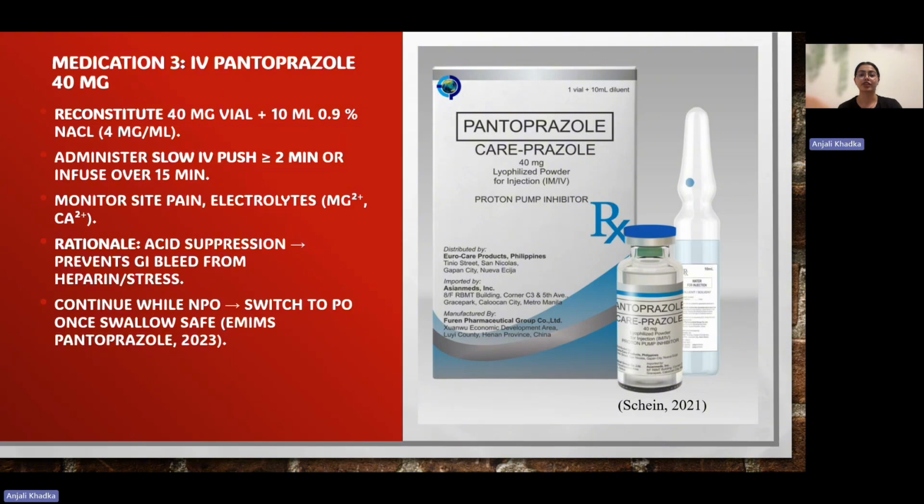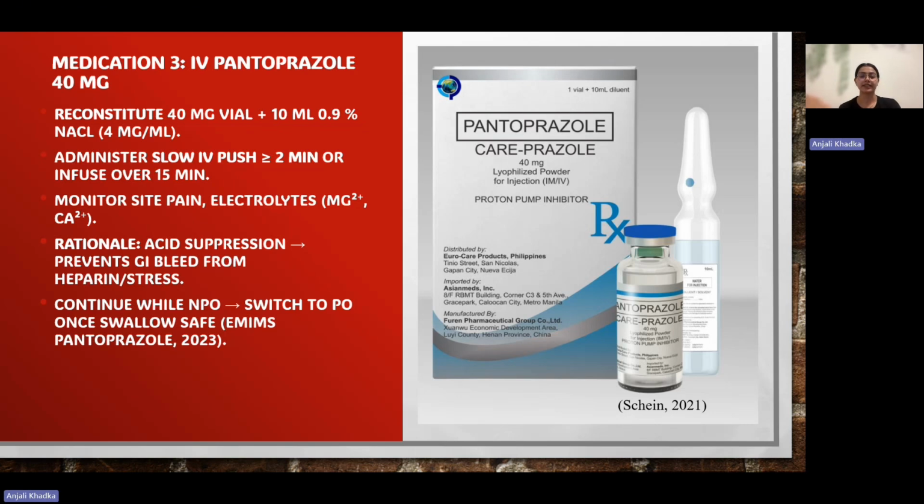Pantoprazole is essential for gastroprotection against stress ulcer and GI bleeding. Before administration, I would like to check her LFTs, electrolytes, and allergy status. I would like to reconstitute the 40 milligram vial with 10 milliliters of 0.9% NaCl, then dilute with 100 ml NaCl and infuse over 15 minutes, or slowly over 2 minutes if needed.